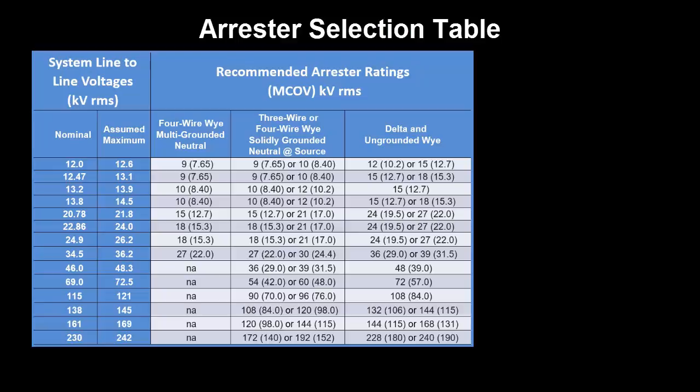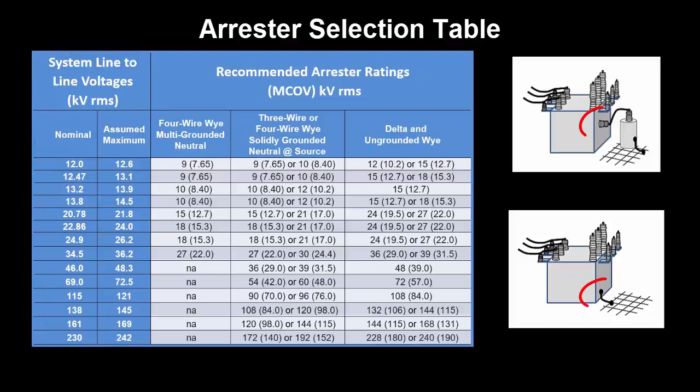columns. If you are new to arrestors, this table will help you select the arrestor rating needed for your applications. Once you know the system voltage, you can select the value on the left column. Then you need to know a bit about the system neutral configuration at the power source transformer.